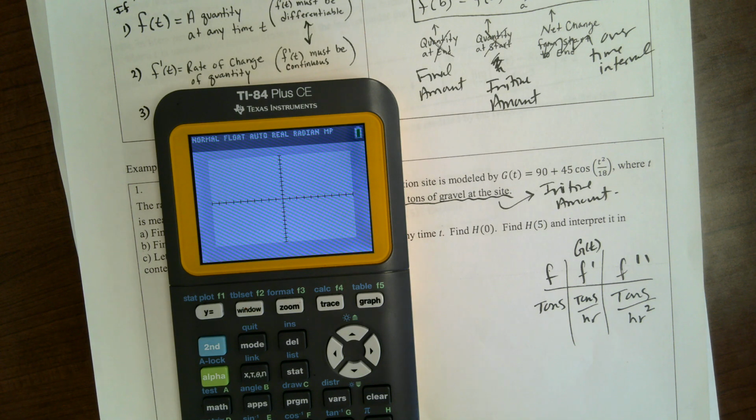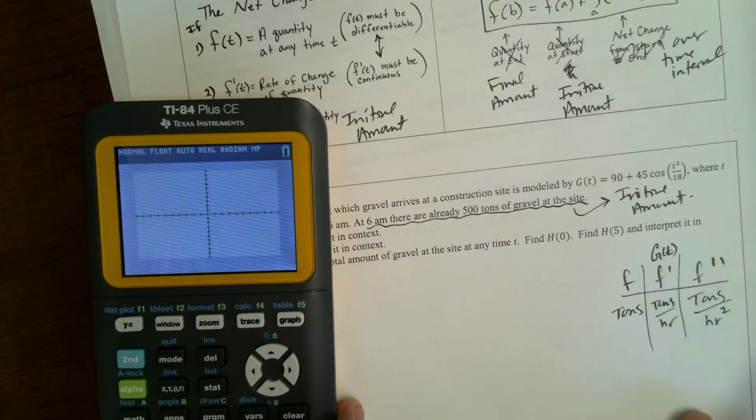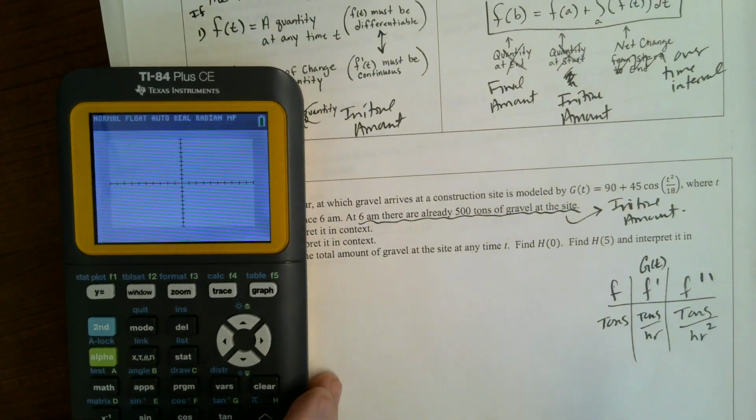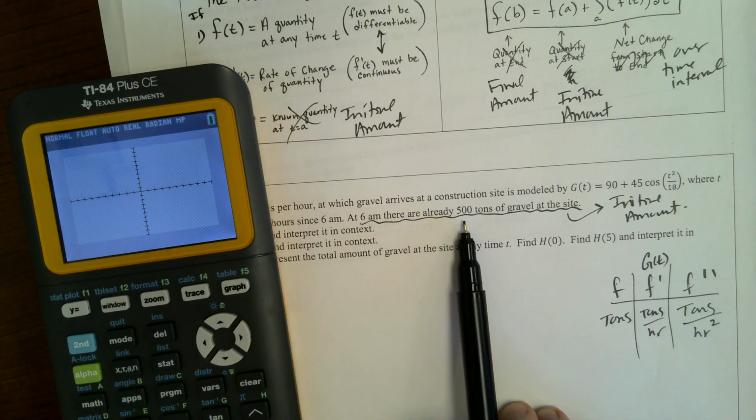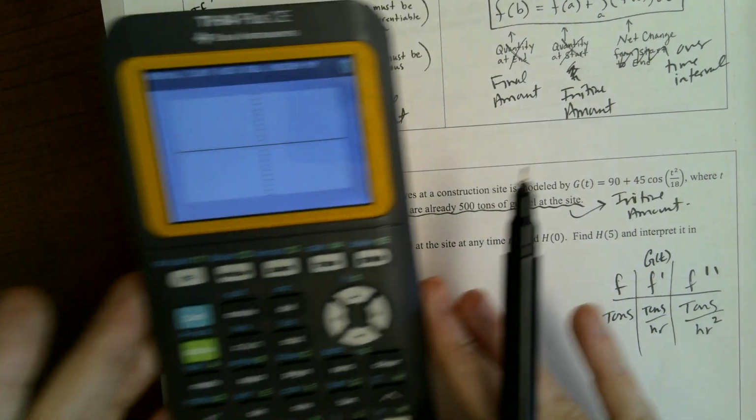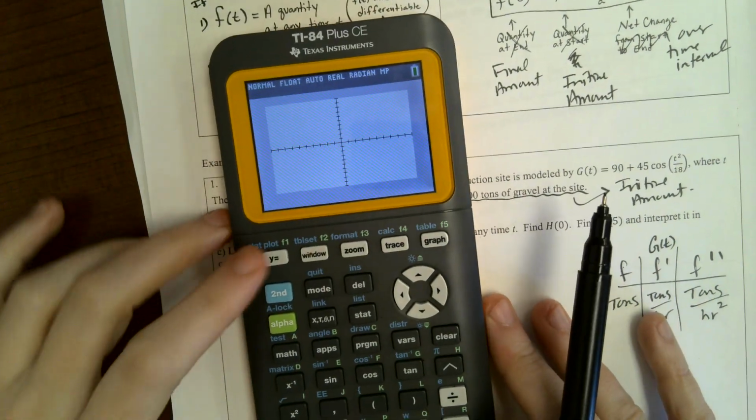Okay, I don't even see it. And guys, one indicator of why I wouldn't see it in this window, where the highest Y is 10, is that at 6 a.m. there are already 500 tons. So I need to have Y values that are at least that high. So let's go like this.